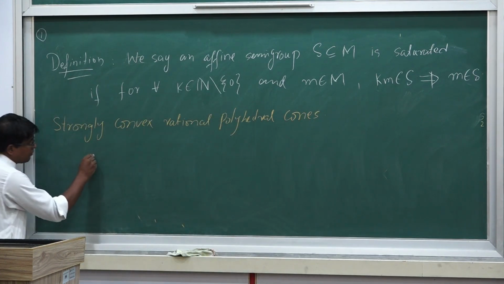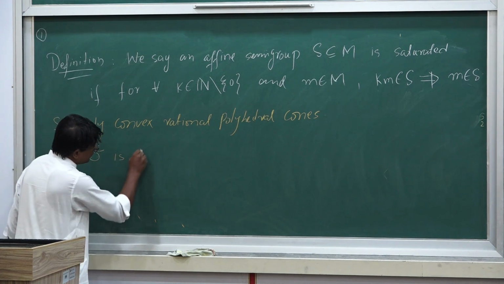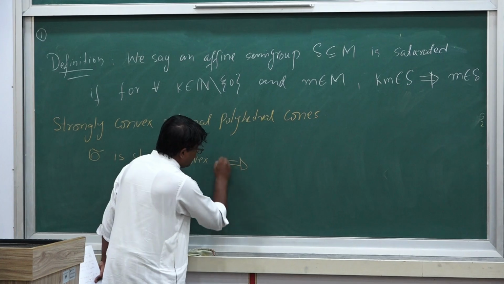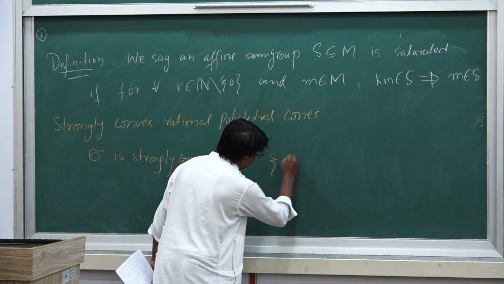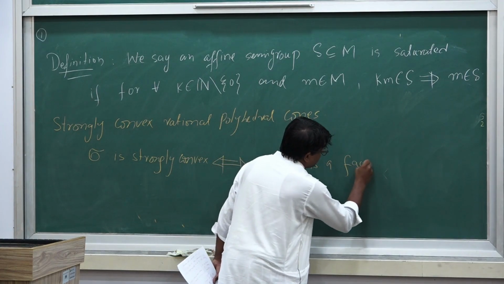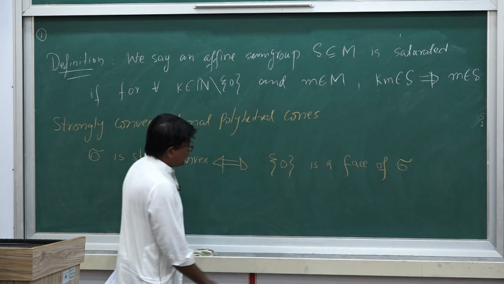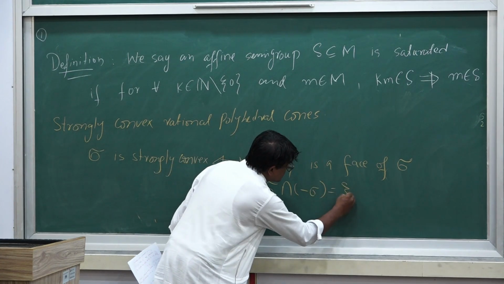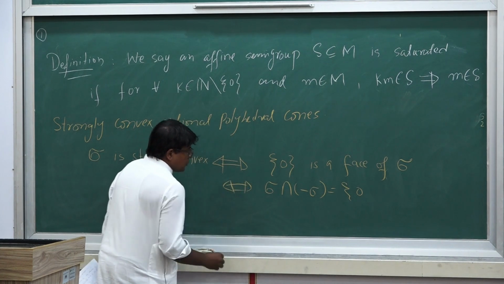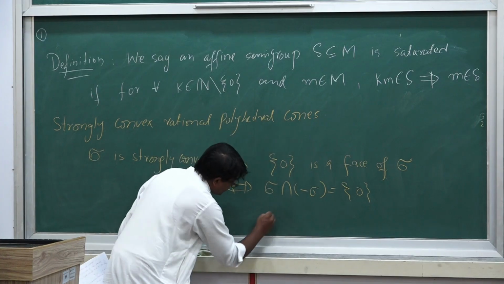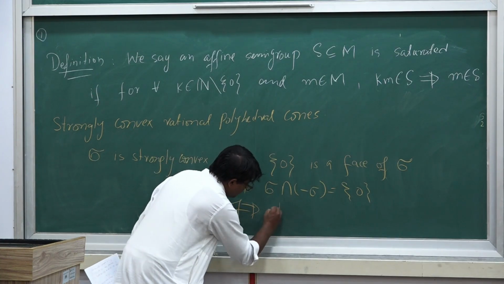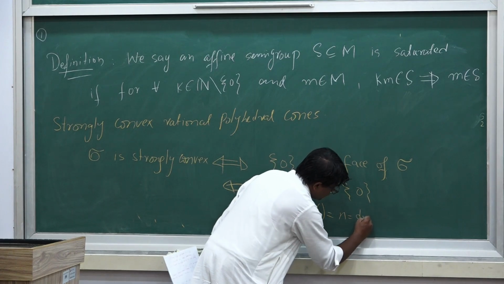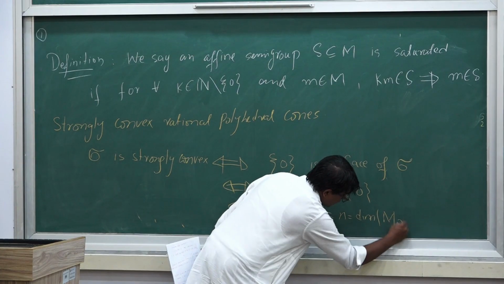So what does it mean? It means that if you have a sigma, we say it is strongly convex if and only if any one of the following happens: that 0 is a face of sigma, and sigma intersection with minus sigma is 0, and that the dimension of sigma dual equals n, which is the dimension of your vector space MR.